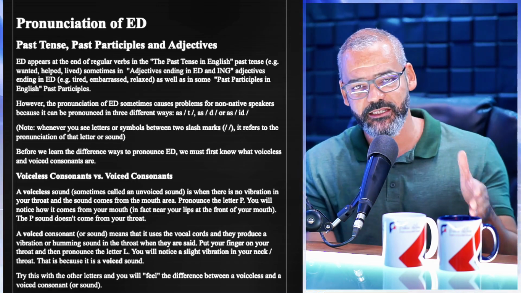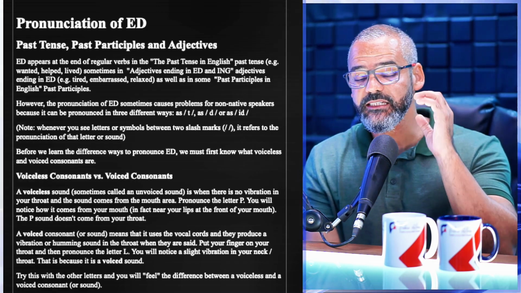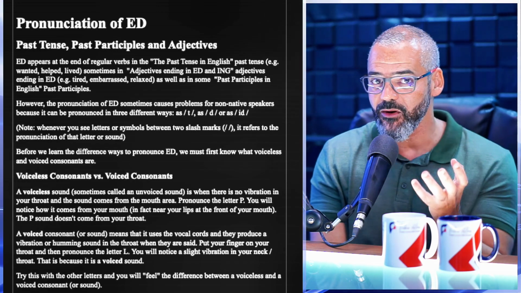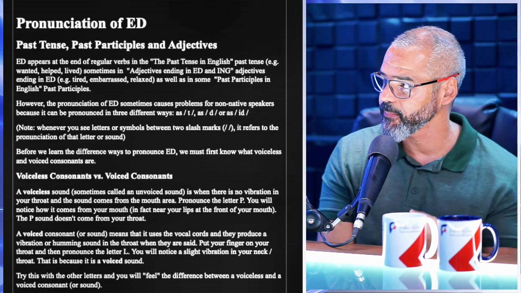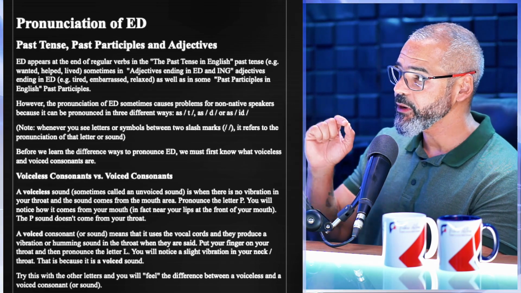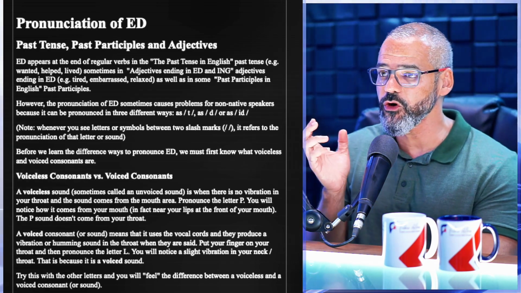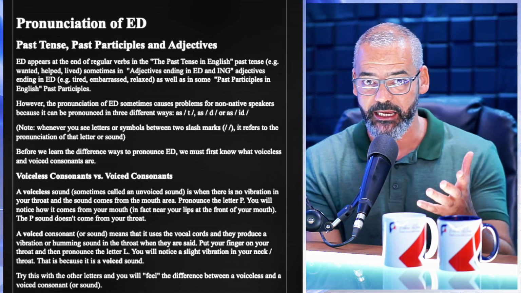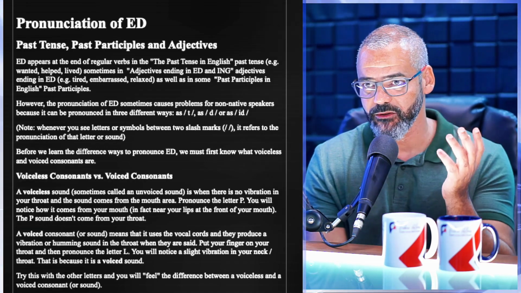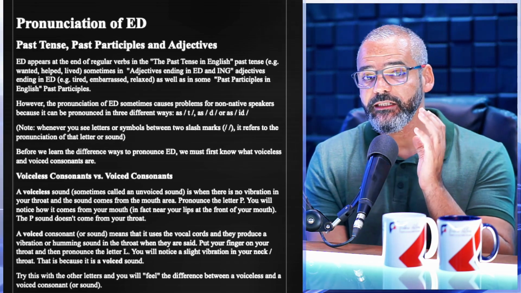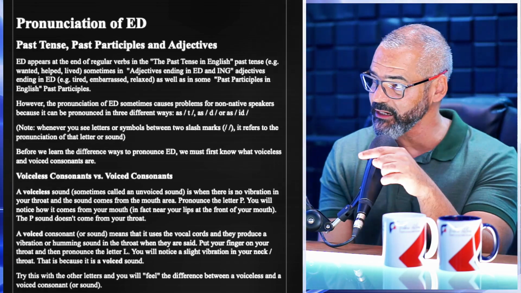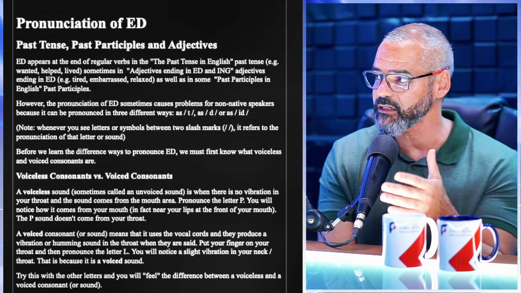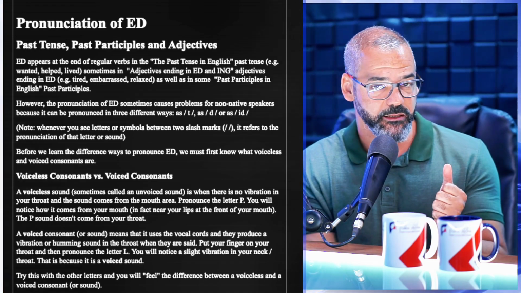The slash marks are the symbols that can show you the sounds of the letter, okay? Then, of course, we need to know why sometimes the -ed can be pronounced as /t/, /d/, and /id/. It has to do with the last sound or the last letter. So we need to identify voiceless consonants and voiced consonants.